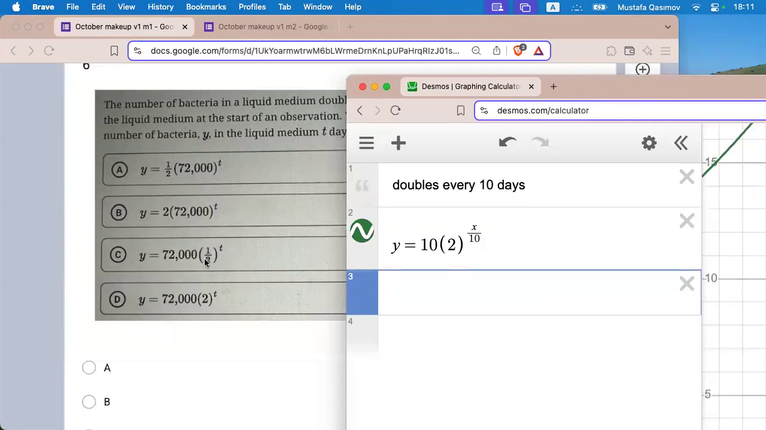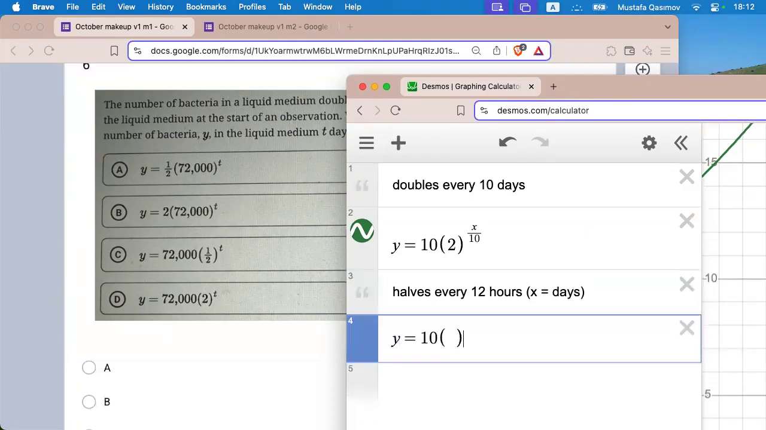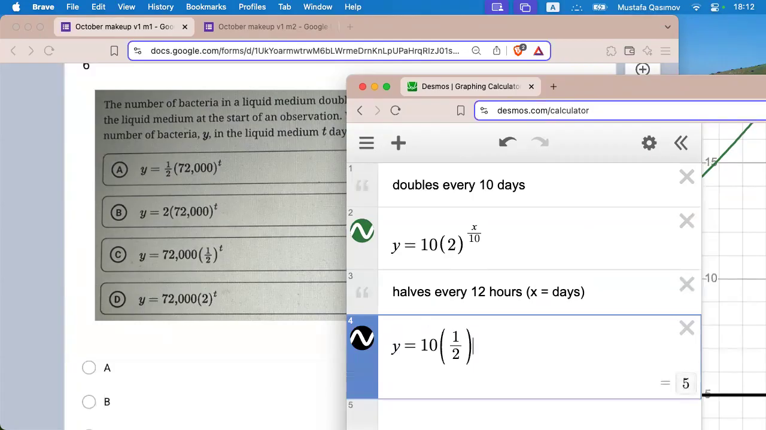When it is 1 over 2, it has to be halves. For example, if it says halves every, let's say, 12 hours, and let's say that x represents the number of days, then it will be like that. y is equal to 10 multiplied by 1 over 2 with power of. Now, because x is the number of days, and in 1 day we have 24 hours, it has to be 2x. So in 1 day, it has to multiply by 1 over 2 twice. So the short answer is here D, it is double. It is not the hard version, it is the easy version.